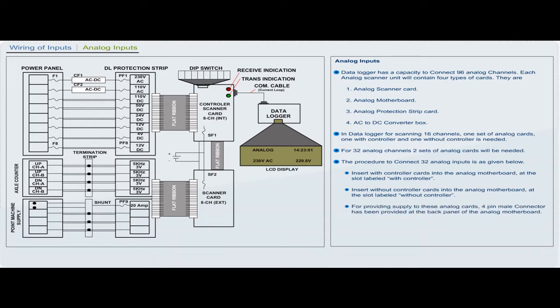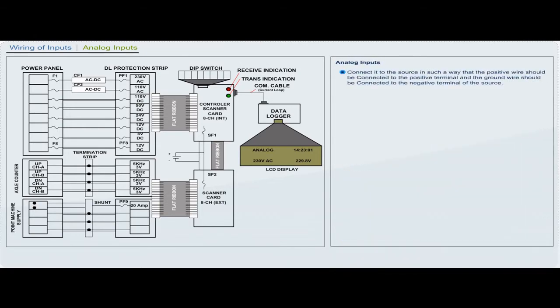For providing supply to these analog cards, a 4-pin male connector has been provided at the back panel of the analog motherboard. Connect the 24-volt supply to the analog motherboard from the source load terminal through an appropriate cable having a 4-pin female connector at one end and 2 wires for connecting positive and negative terminals of the source. Connect it to the source in such a way that the positive wire should be connected to the positive terminal and the ground wire should be connected to the negative terminal of the source.